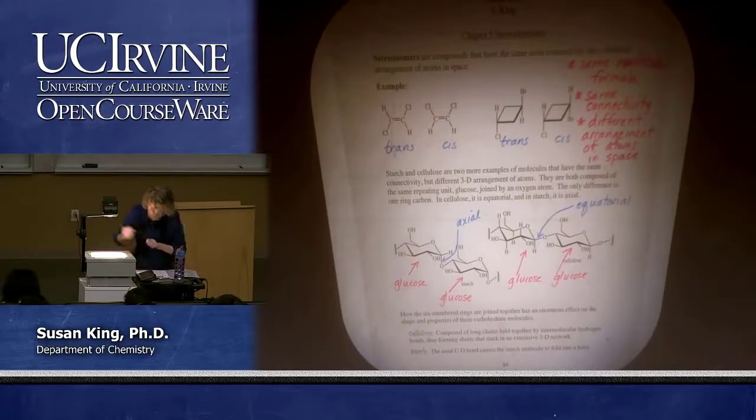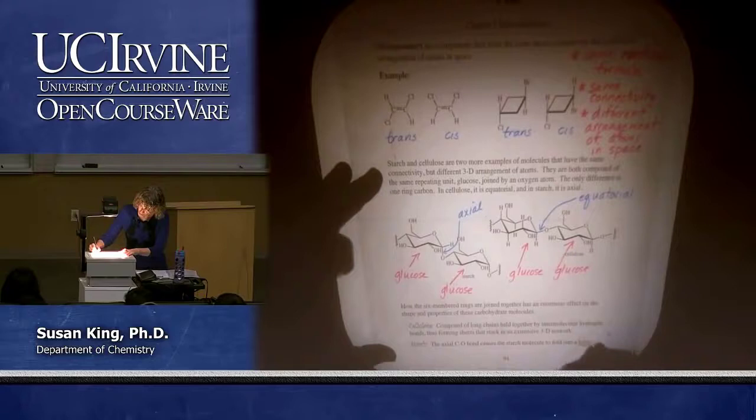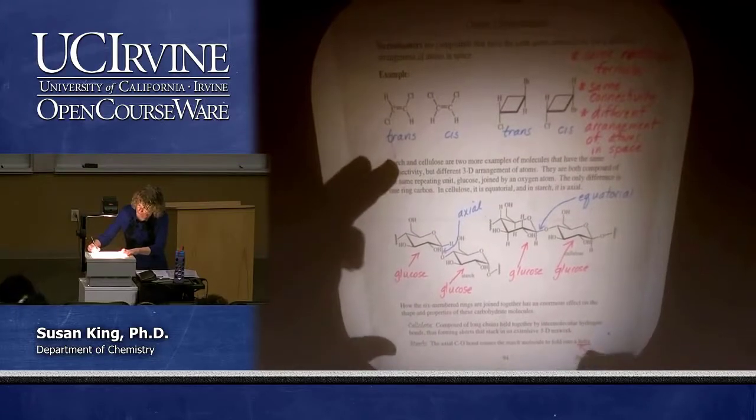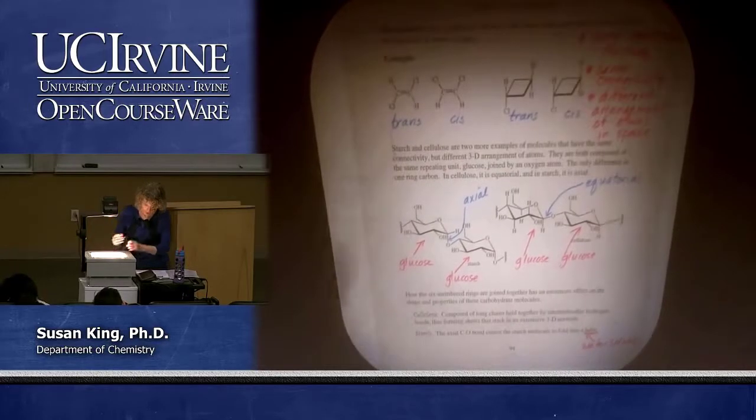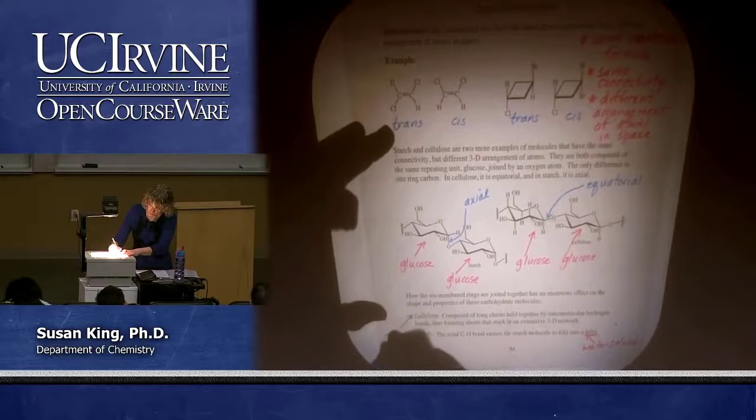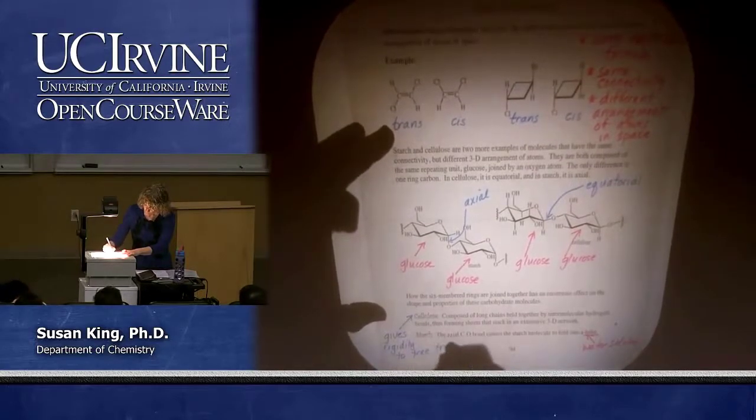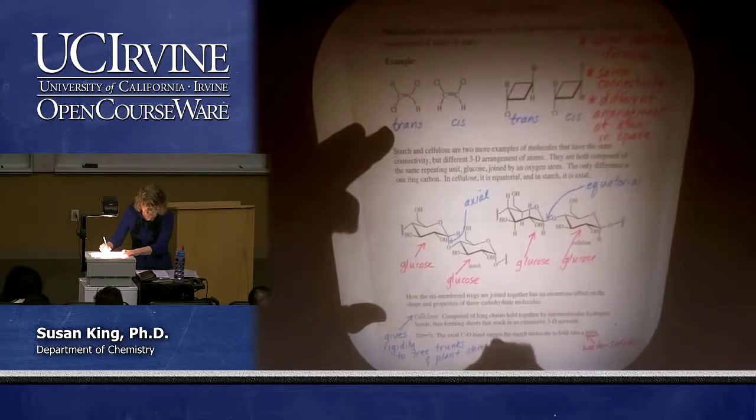So that starch, the helix, is water soluble. Cellulose, which gives rigidity to trees, to the trunks of trees, tree trunks and plant stems, is water insoluble.